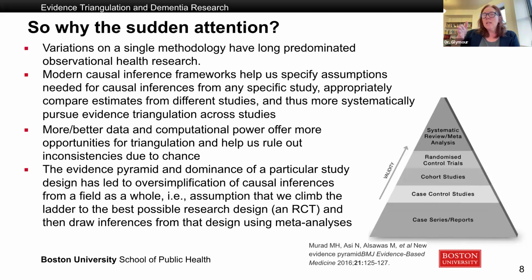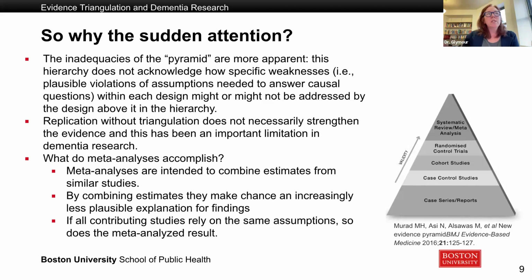And the assumption that as we climb the ladder to the best possible research design, basically an RCT, we can then draw inferences from the design using meta-analysis. Increasingly, we see limitations to that framework, because in fact, you can't just assume that if you go from case control to cohort and from cohort to randomized control studies, every study at a higher level is addressing the key weaknesses of the study design below it. In fact, you have to be a little bit more systematic about what the actual important weaknesses are in each study. So replication without triangulation does not necessarily strengthen the evidence.